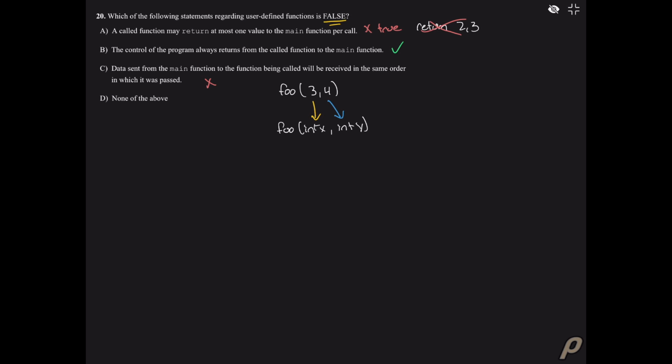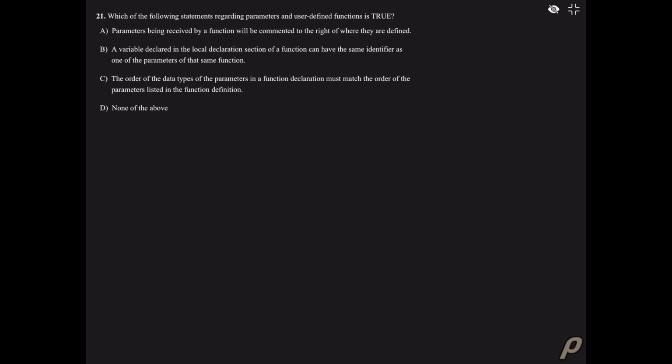So order does indeed matter. It is extremely important. That is exactly how the parameters are determined. So C is true, and so we know B is false, which means that it is the correct answer. All right, cool. Moving on to question 21. Okay, question 21 is another true-false, and it is asking us, which of the following statements regarding parameters and user-defined functions is true?